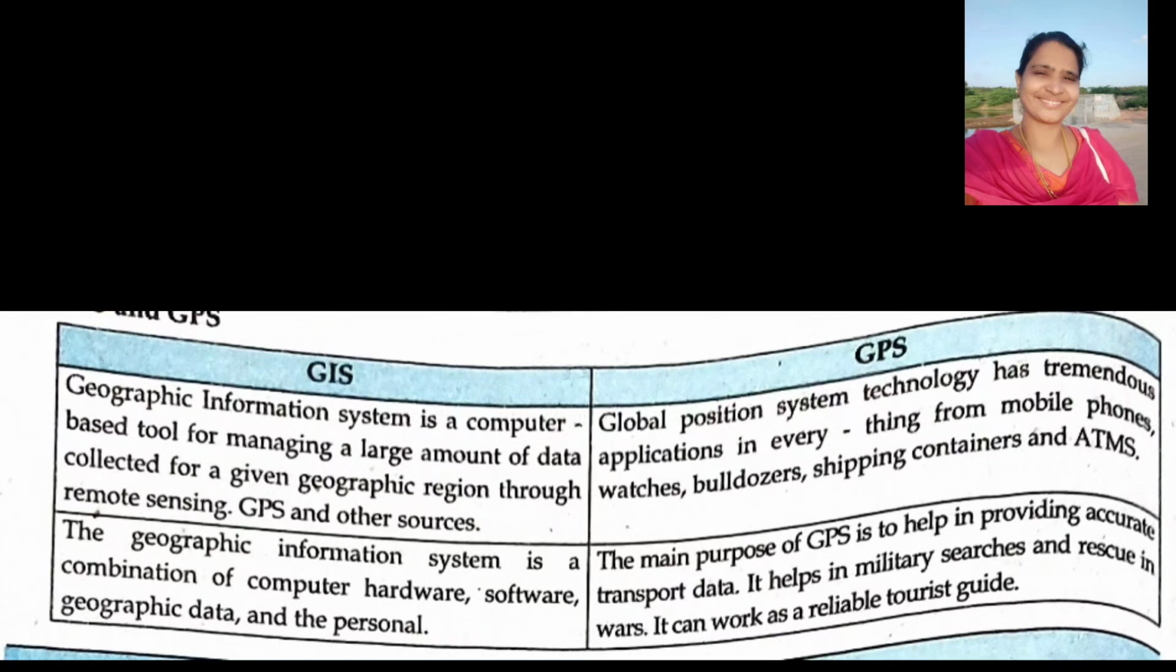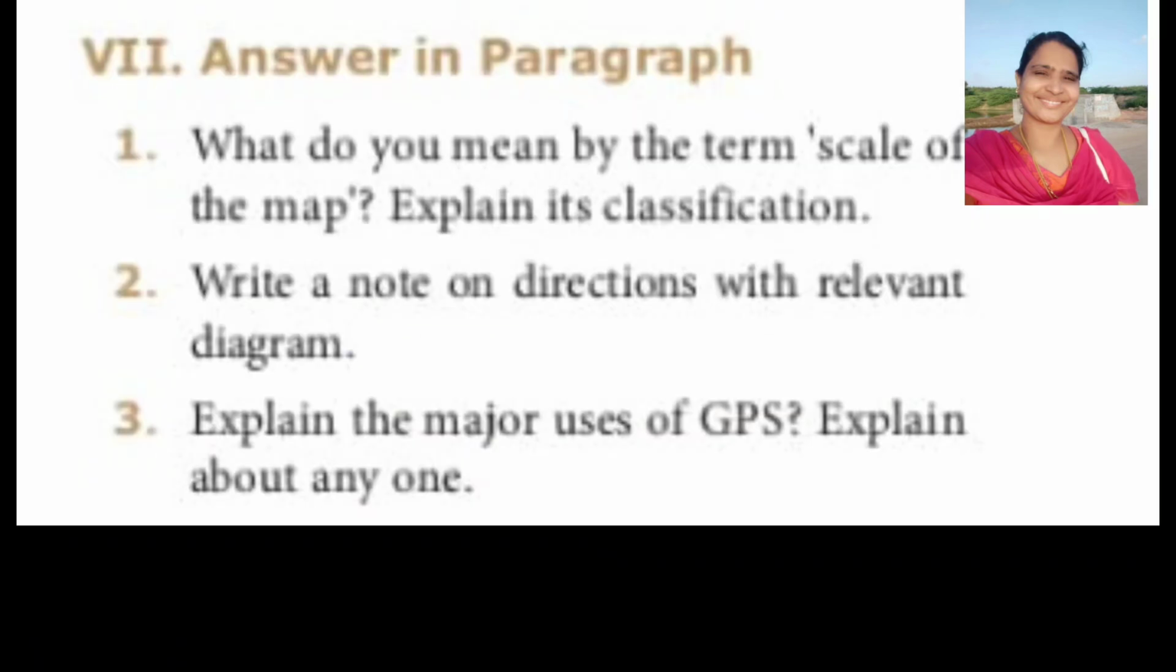The Geographic Information System is a combination of computer hardware, software, geographic data and the personnel. The main purpose of GPS is to help providing accurate transport data. It helps in military searches and rescue in wars. It can work as a reliable tourist guide. Fine, children? Okay, moving on to answer in paragraph.